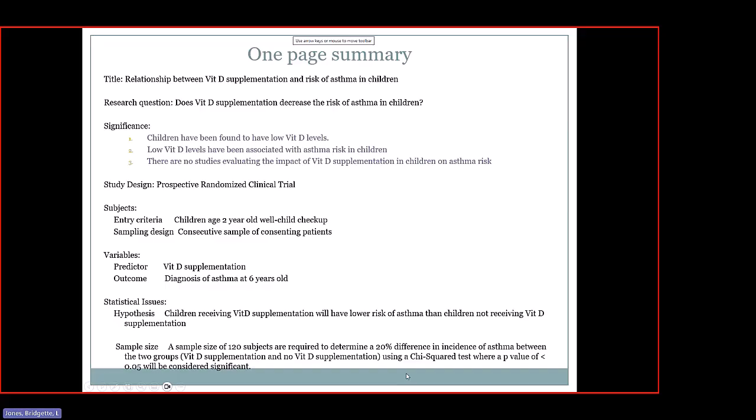So you want to see a 20% difference in incidence between the two groups of vitamin D supplementation and no vitamin D supplementation. You'll use a chi-square test to compare frequencies of the incidence across the groups with a p-value of less than 0.05, which is often a standard p-value that's used. So that's how you might set up this one-page summary that you can then take and show to other people to get feedback and further refine your study design.